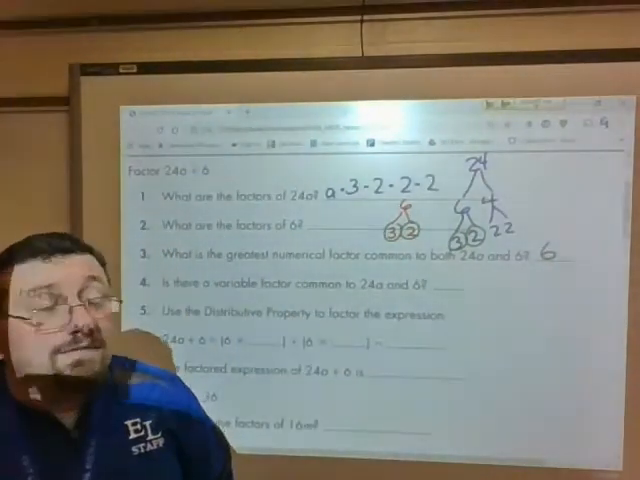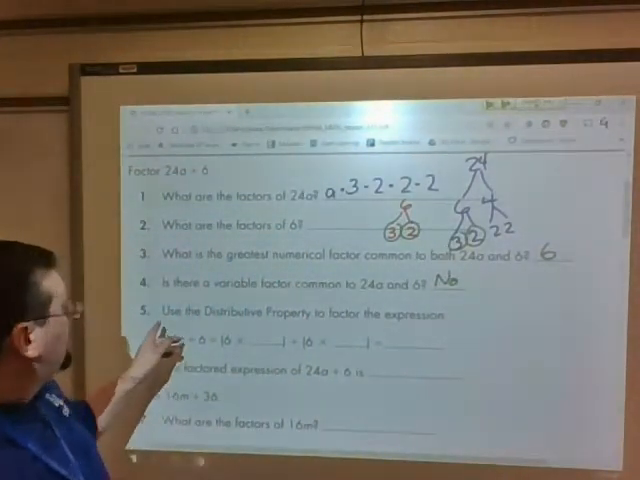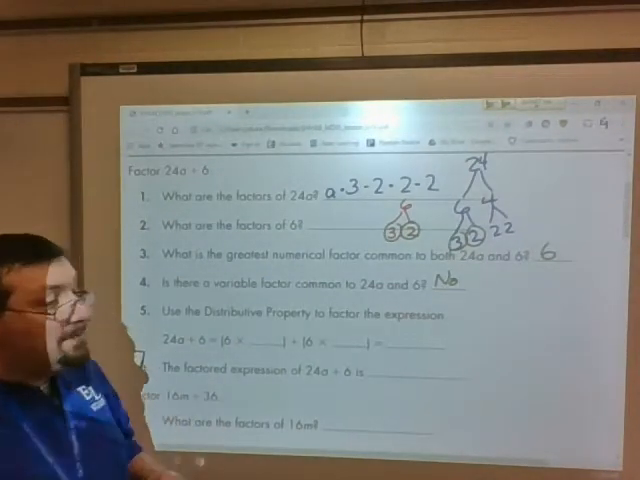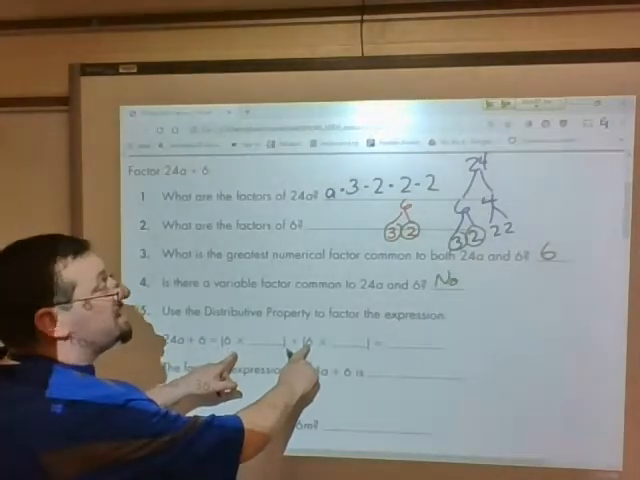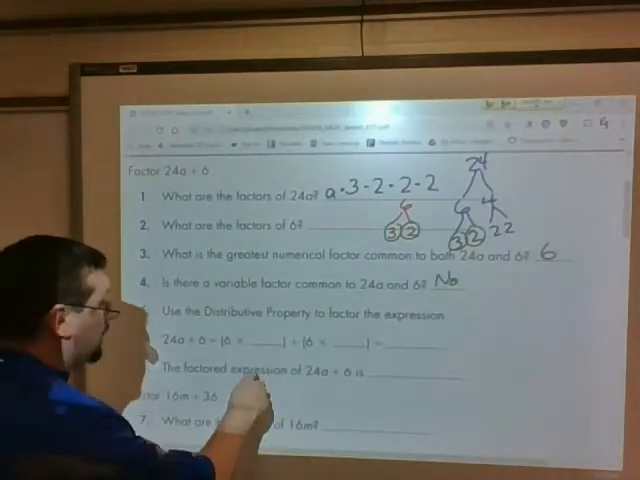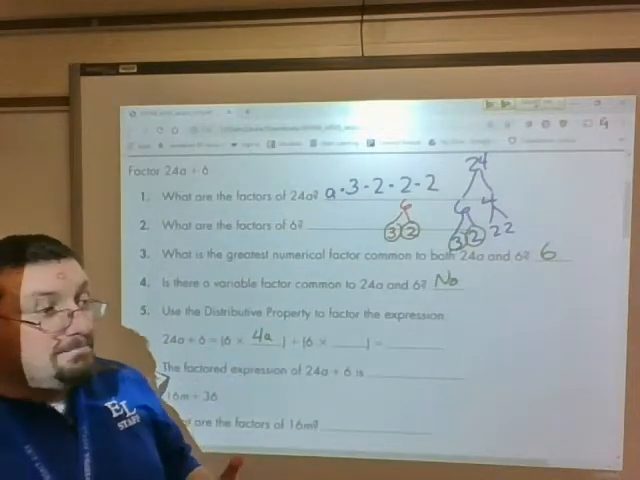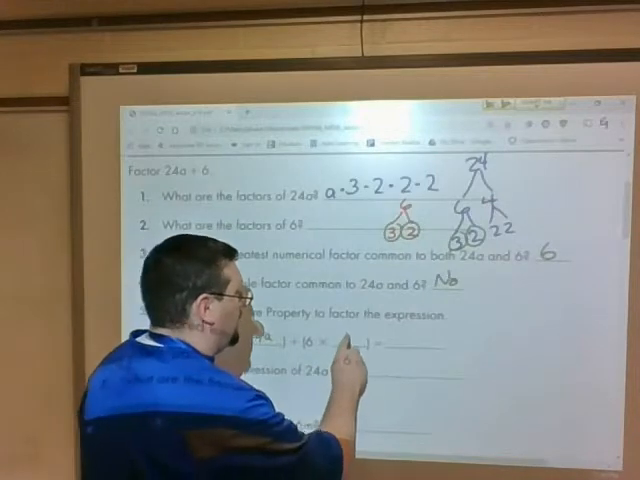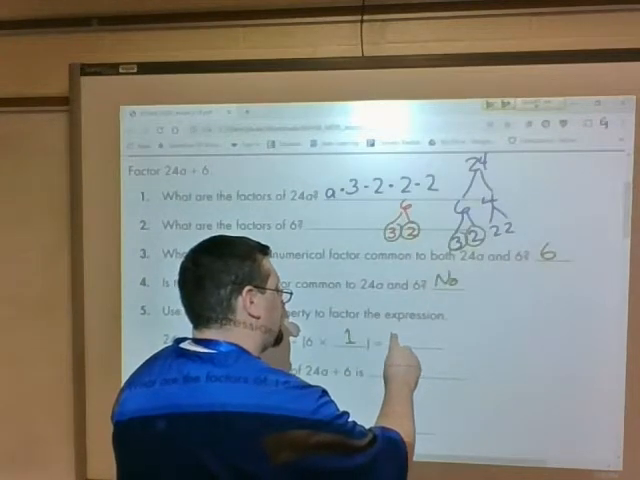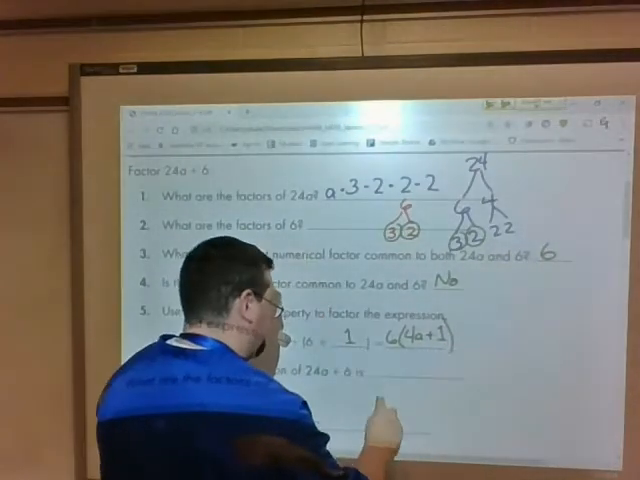Is there a variable common factor? No, the a is only in one term. So I'm going to use the distributive property to factor the expression. I've got 24a plus 6, and I factored the 6 out of both. What did I multiply 6 by to get 24a? That would be 4a. So 6 times 4a. And what did I multiply by 6 to get 6? That would be 1. So when I pull the 6 out, I'm left with 6 times the quantity 4a plus 1.